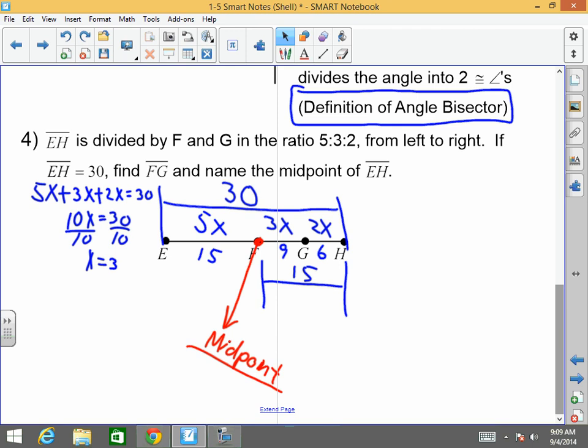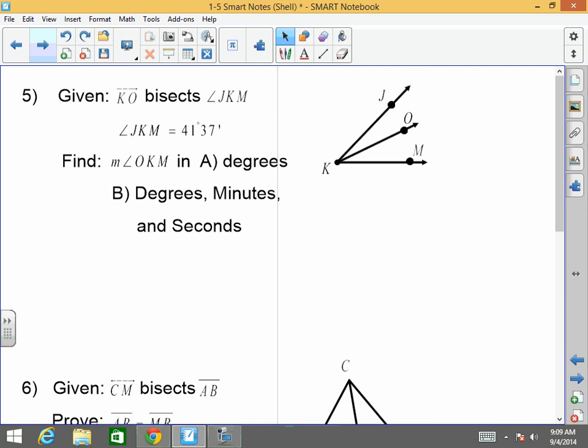All right, we have a little bit more time. I know I didn't include this in your PDF, and I apologize for that, but let's just look at one more. It says here, given that KO bisects JKM, they say JKM is 41 degrees and 37 minutes. They want to find OKM in degrees and then in degrees, minutes, and seconds. It's a little blast from the past. So the whole entire angle, my friends, is 41 degrees and 37 minutes.